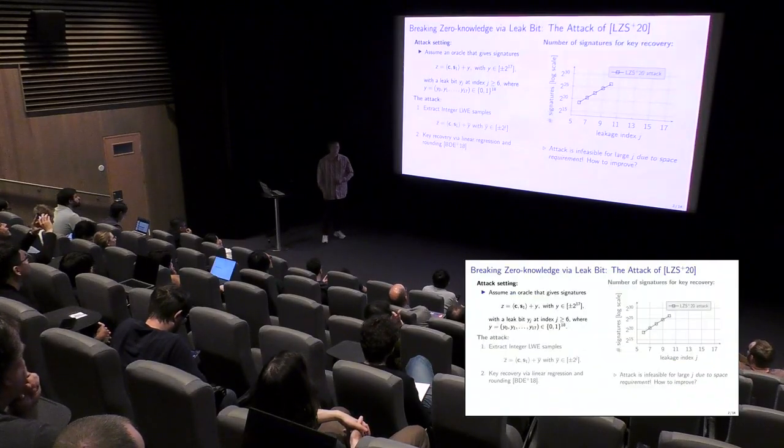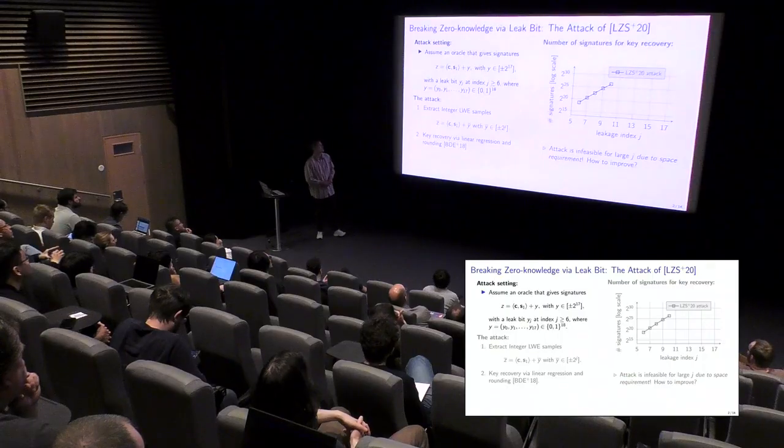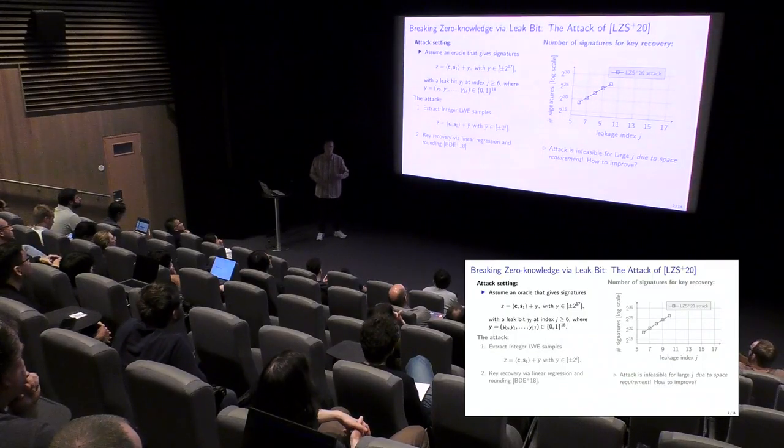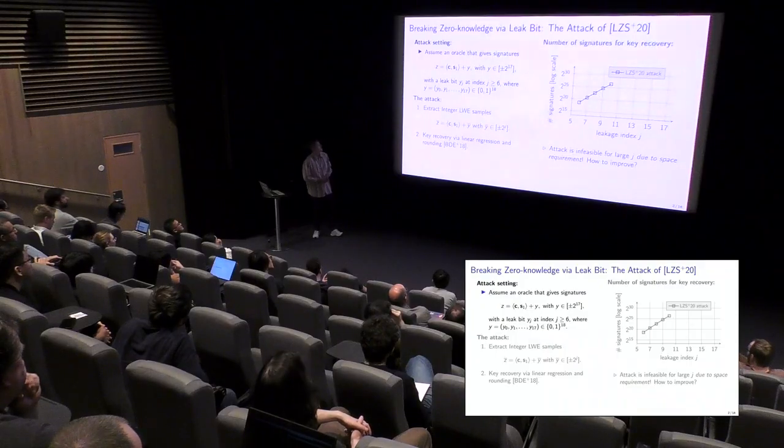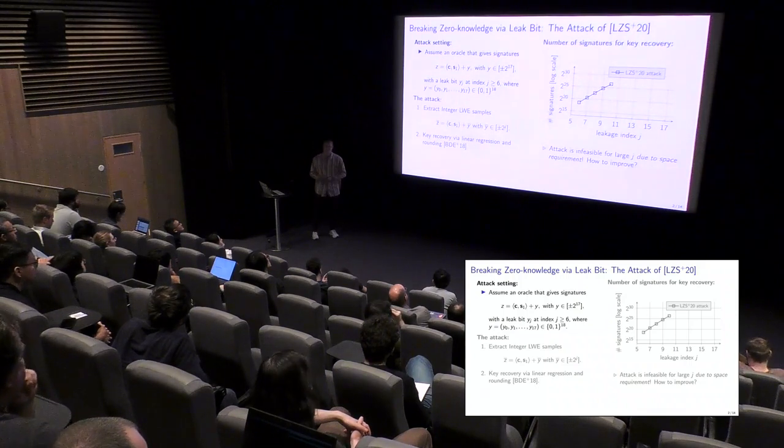In 2020, Liu, Su, Sun, Zeng, Bang, and Bing had the idea to break the zero knowledge property via a leak bit. They proposed an attack that uses a single leak bit in the random value to recover the secret key. And the attack setting is as follows.